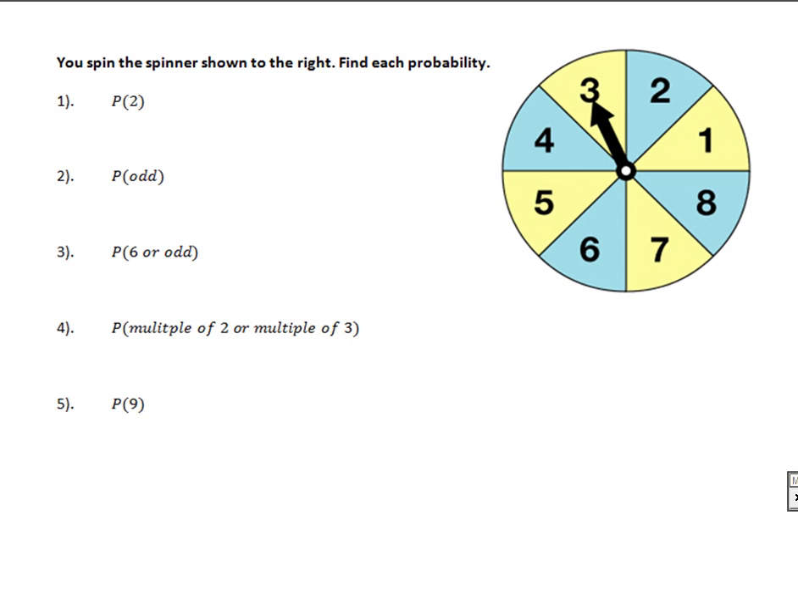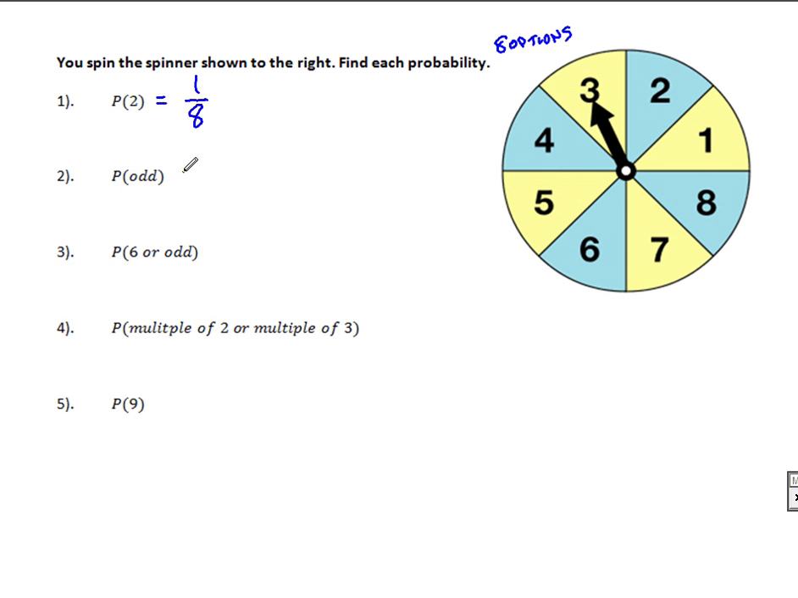Here's the review for your probability quiz coming up. First one here, we're given a spinner, which has these 8 different spots. So that means that we should have 8 different options for what your spinner could be. First thing says, what's the probability of getting a 2 on this spinner? Well, there's only 1 2 on here out of 8 different options. 1 out of 8 is your probability.